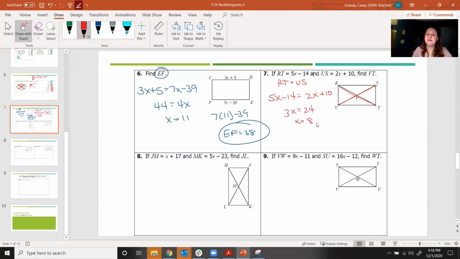Now I know x equals 8, I can find VT. VT is that piece. That's going to be half of RT. So let's find RT first. 5 times 8 minus 14, it's 26. So this entire diagonal is 26. So half of it is 13.